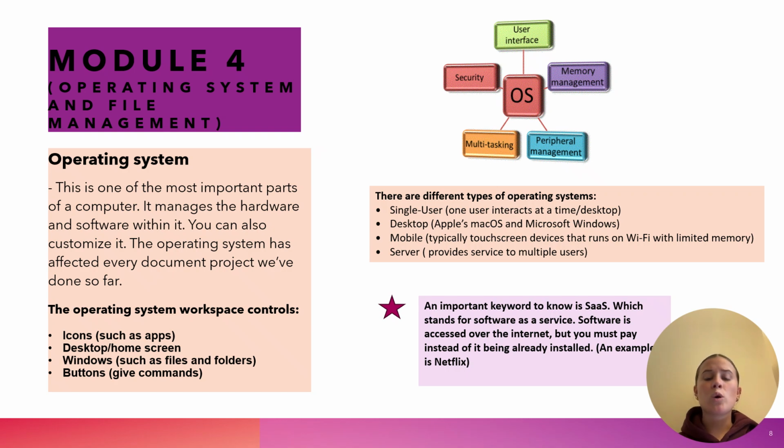The operating system workspace controls icons such as apps, desktop/home screen, windows such as files and folders, and buttons that give certain controls. There are different types of operating systems called single user, desktop, mobile, and server.